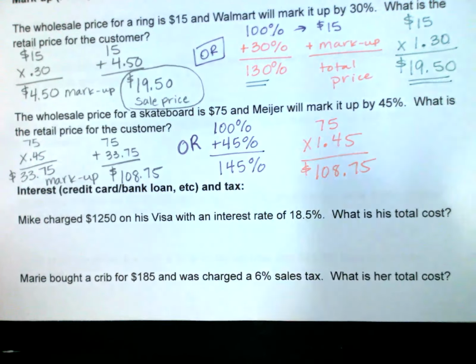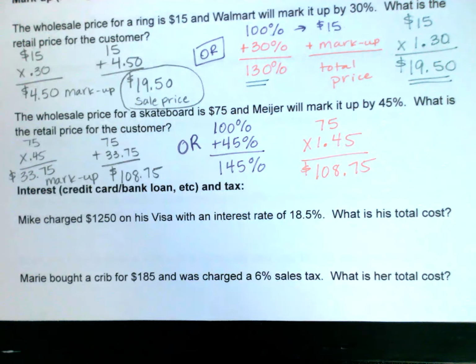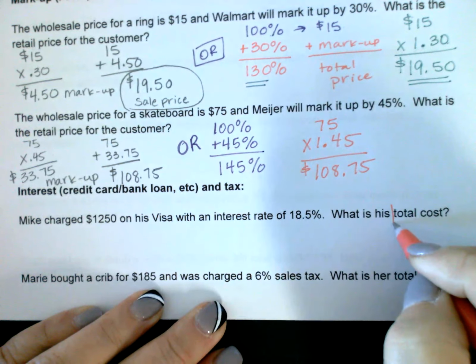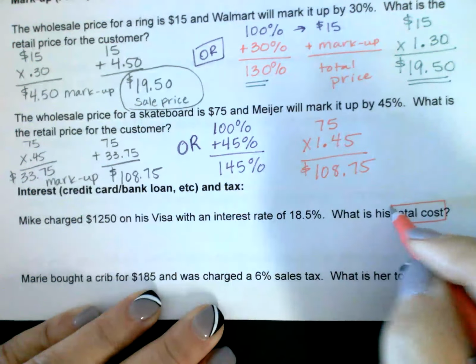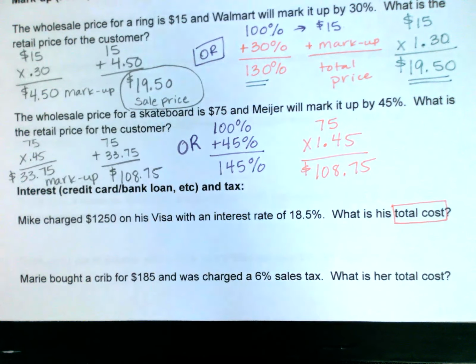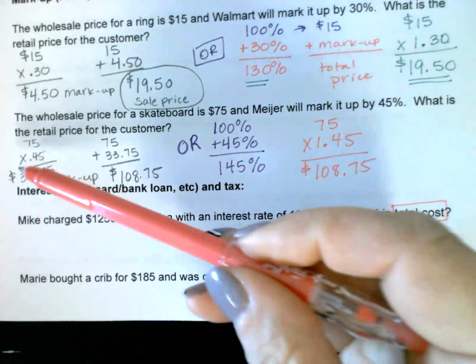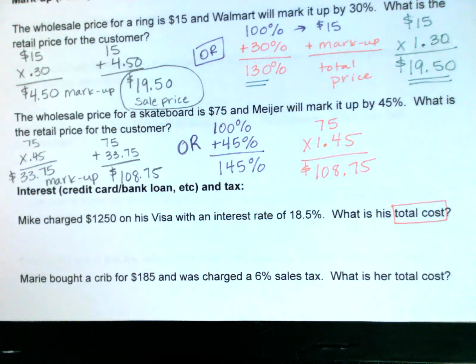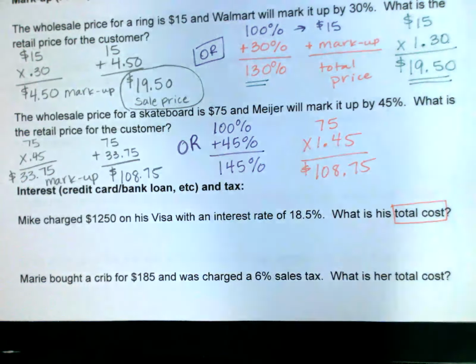Mike charged $1,250 on his Visa with an interest rate of 18.5%. The question is, what is his total cost? I don't care what his interest is. What is the total cost? There's two ways of doing it again, just like we were doing here. You could find out the interest, you could add it back. I'm going to work with the one-step method.